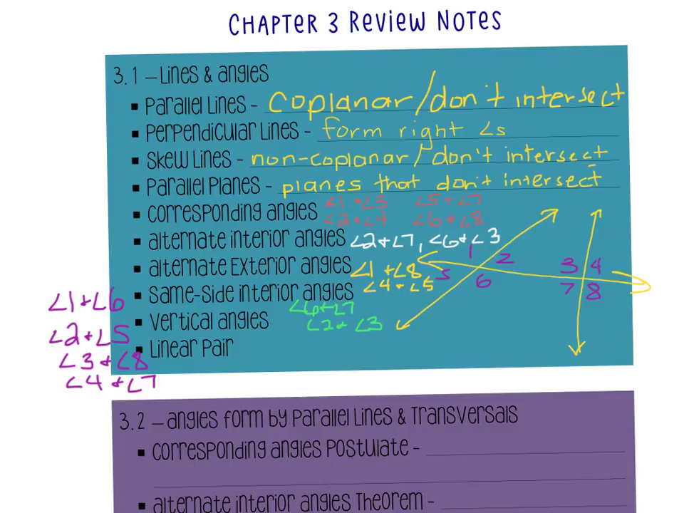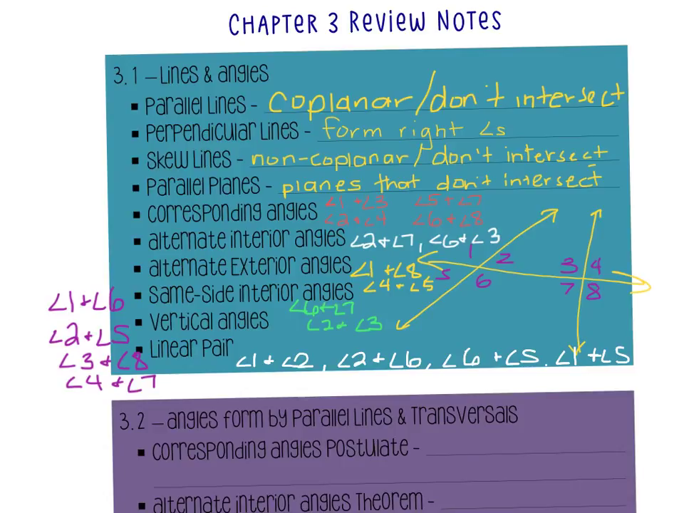And then linear pair are two angles that form a line. So 1 and 2, there's a lot of these, are linear pairs because it could be 1 and 2, 2 and 6, 6 and 5, 5 and 1. All of those would be linear pairs, okay? So 2 and 6, 6 and 5, 1 and 5. Those are all linear pairs. And what do we know about all linear pairs?